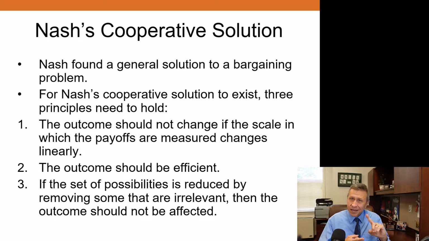One is scales couldn't change. Second one, the outcome had to be efficient. Third, if irrelevant possibilities are eliminated, the outcome should not be affected. These were the mathematical principles. And then from this, John Nash was able to find what the solution would be to a bargained game.